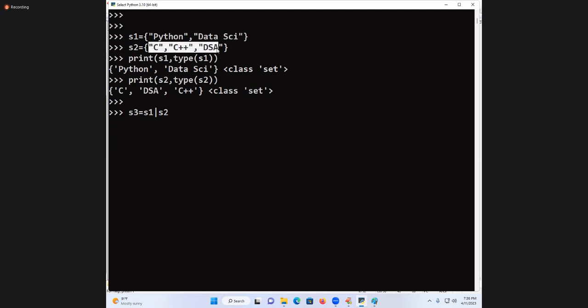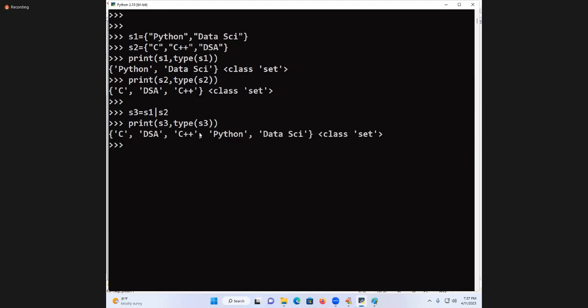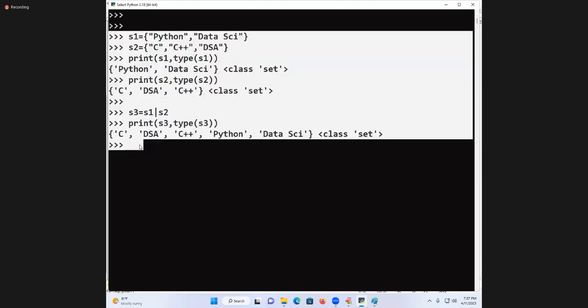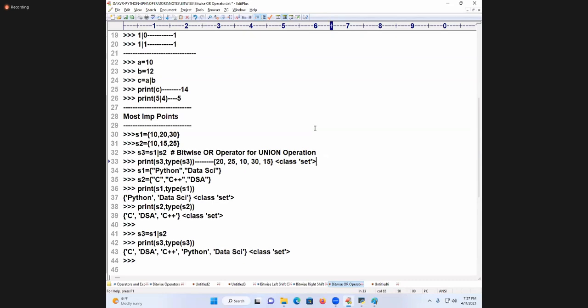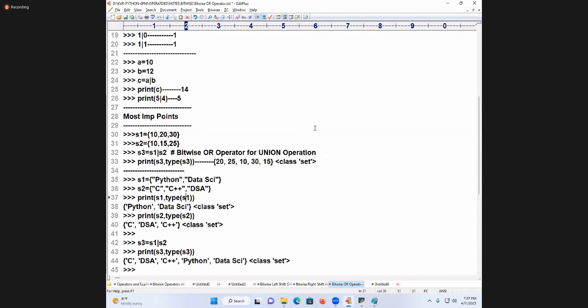Similarly, data science with all: 1 or 0, 1 or 0, 1 or 0, data science. Next, C with Python: 1 0, 1 0, 1 0. C++: 1 0, 1 0. DSA: 1 0, 1 0. So print what here? Print S3. Are all the subjects coming or not? This is the important point, students. Are you able to get my points? So this is another section of development. This is called the OR operator.